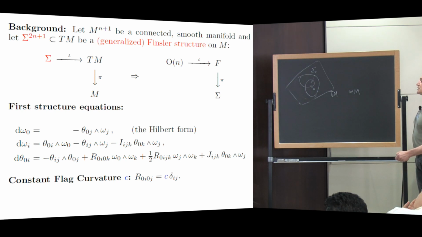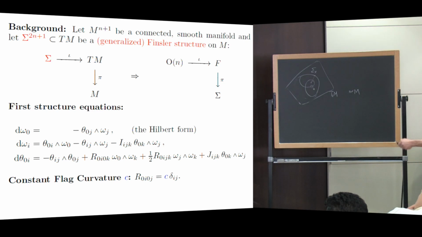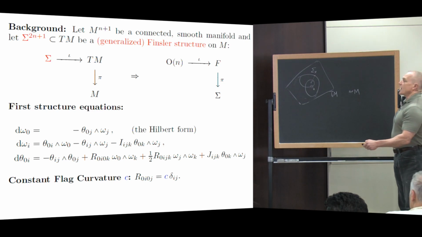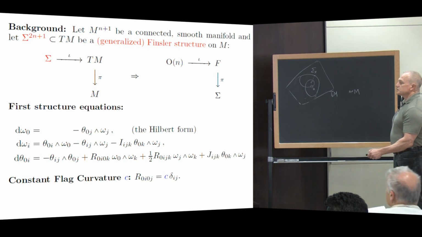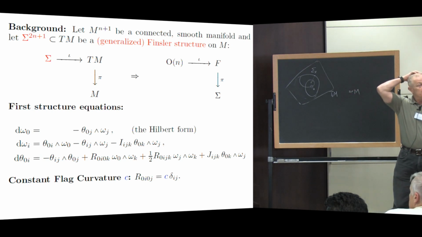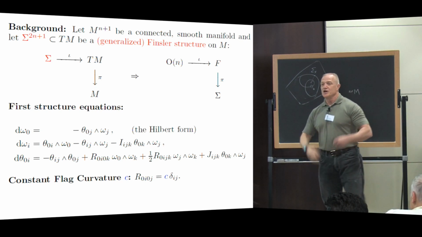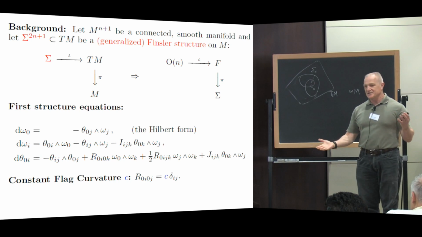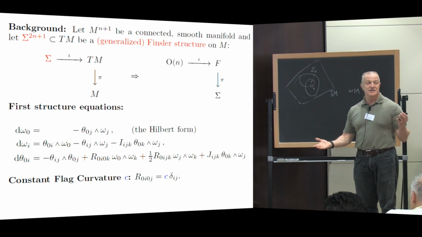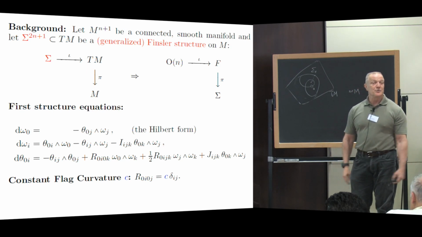Constant flag curvature C is R_0i0j equals C times delta_ij. So that's the PDE. If you sit down and work out what it is in terms of the hypersurface sigma, these things depend on 4 derivatives of sigma. Which is a little bit surprising when you first think about it, because your intuition is to think that it depends on 2 derivatives, as it does in the case of Gauss curvature.